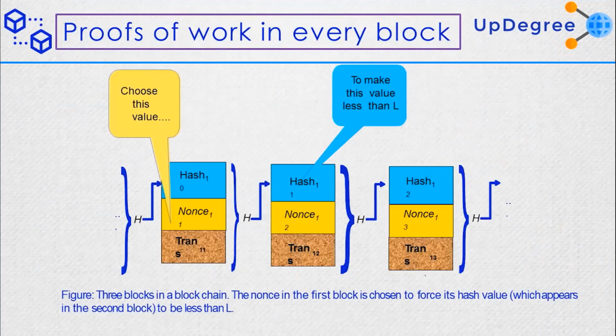You have seen this: transaction 11, transaction 12, transaction 13. We have to choose this value on the yellow table, that's nonce 1, nonce 1, nonce 1. But you have different blocks, and the hash should always be less than L. So you have 3 blocks in the blockchain. The nonce is chosen in the first block to force its hash value, which appears in the second block. But it should be less than L. I hope I'm making sense. The hash value should always be less than the target, and it should be consistent with the second block. That's how you get the algorithm done using SHA-256 protocols.